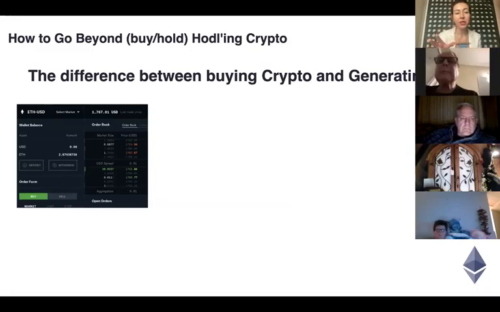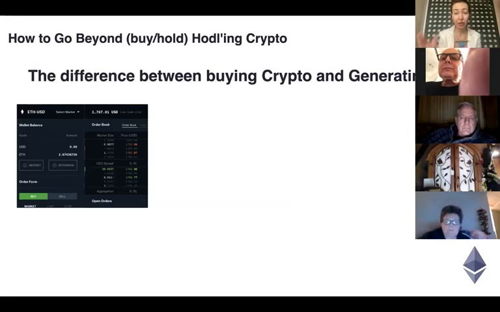And I just want to mention how to go beyond buying and holding. I'm going to get into a moment about what our team is doing again to generate Ethereum. I just want to mention how important it is to go beyond buying and holding cryptocurrency.